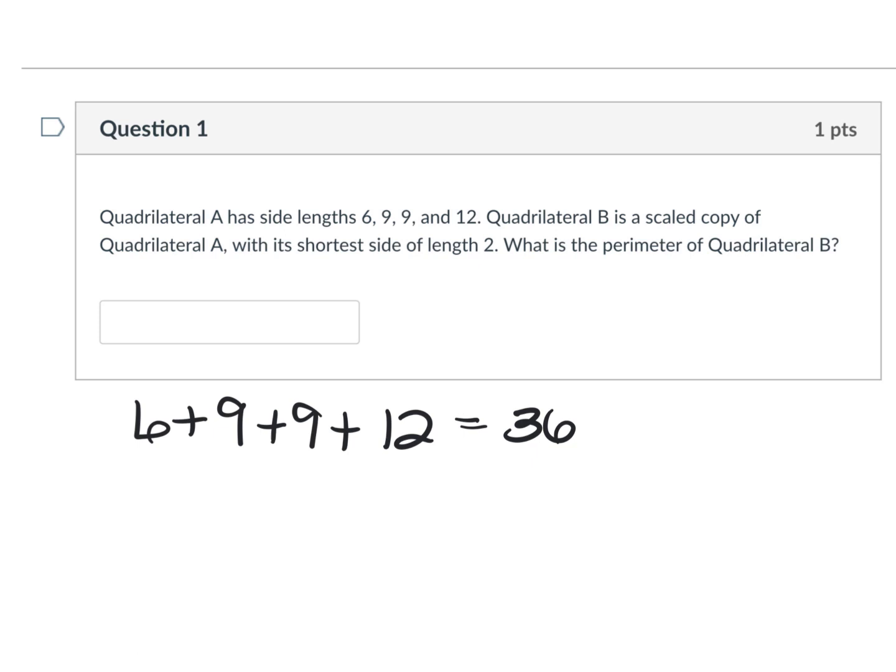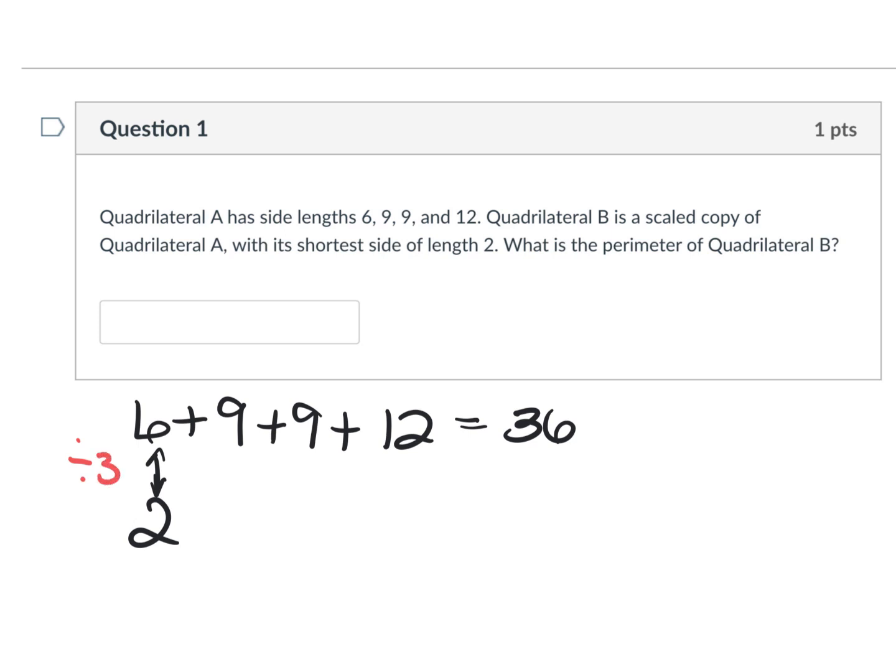Okay? It says my shortest side on quadrilateral B is 2. So 2 matches up with the shortest side on A, which is 6. So to get from 6 down to 2, we are going to divide by 3.